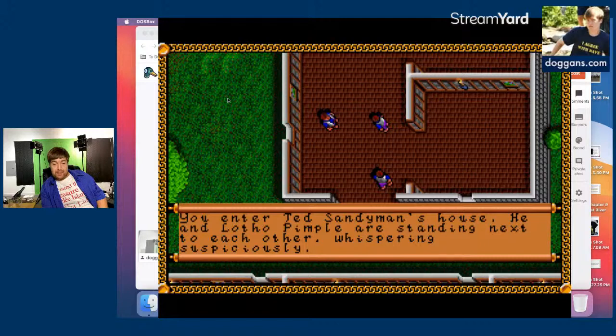You enter Ted Sandyman's house. He and Lotho Pimple are standing next to each other, whispering suspiciously. So, Lotho Pimple, I believe, that's Lotho Sackville-Baggins. In this version of the lore, is Lotho Pimple a separate character than the Sackville-Baggins is?